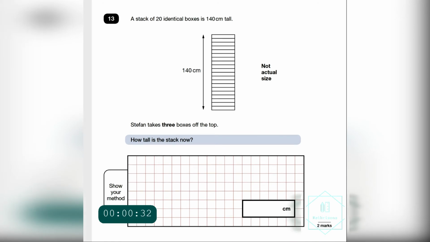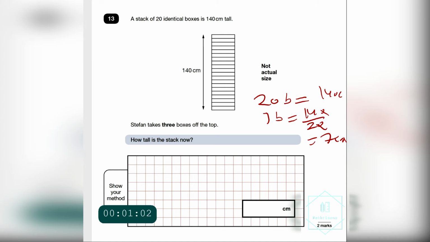A stack of 20 identical boxes is 140 centimeters tall. Okay, so Stephen takes 3 boxes off the top. How tall is the stack now? Okay. So for this, we are saying here 20 boxes is equal to 140 centimeters. So one box height will be 140 divided by 20. 0 cancel. That is 2 sevens are 14. So one box is 7 centimeters tall.